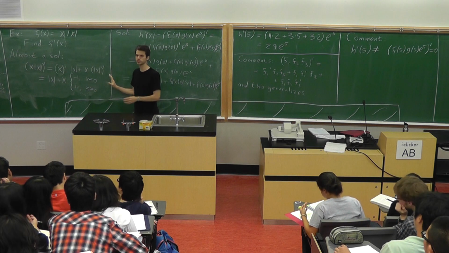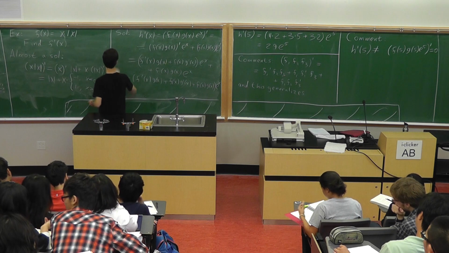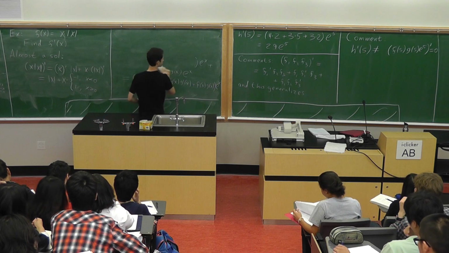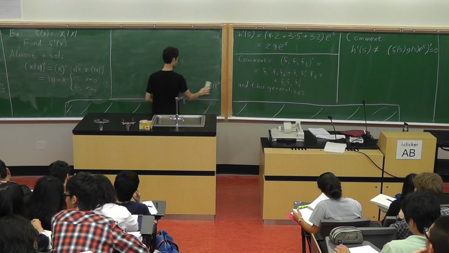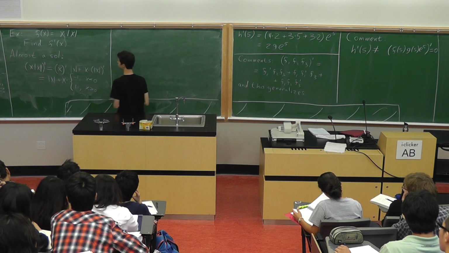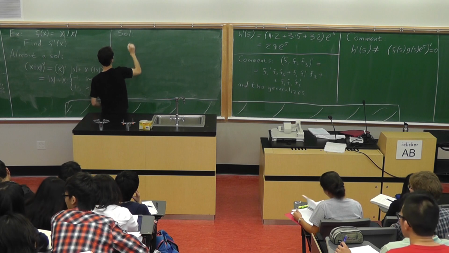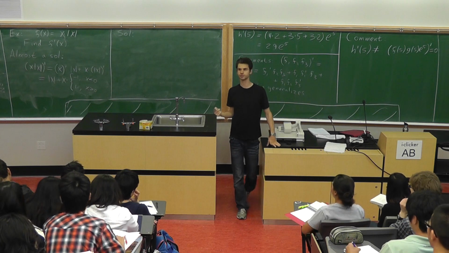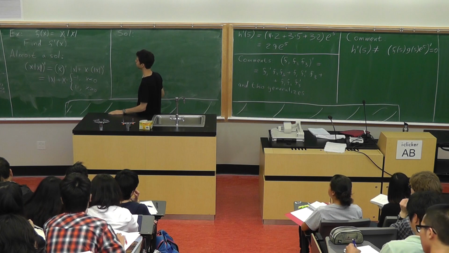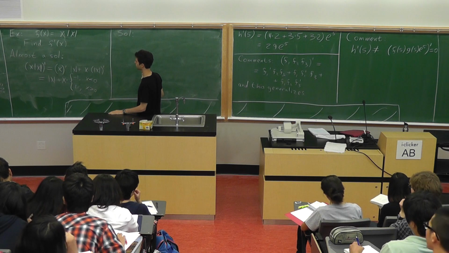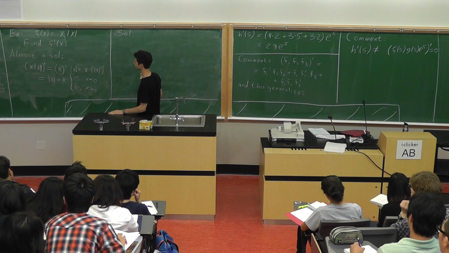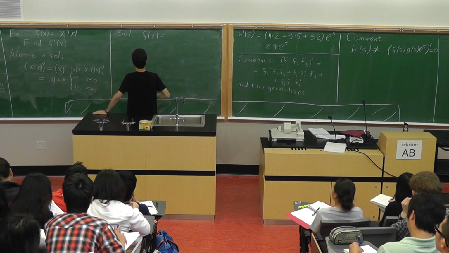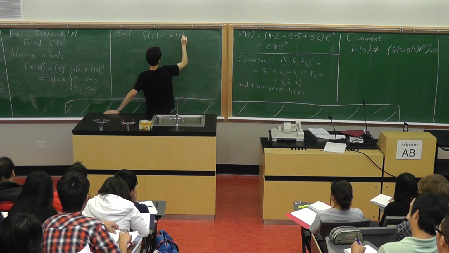Okay, so the problem with this solution is the point 0. Let's try another approach. Let me first simplify my function a little bit and then try to find its derivative. Okay, yes, so let me do it like this. f of x is x times absolute value of x.